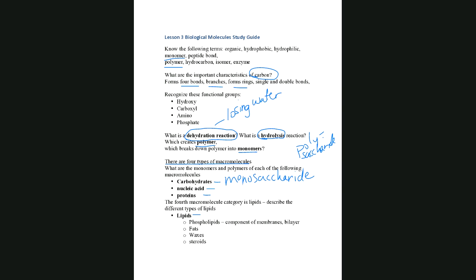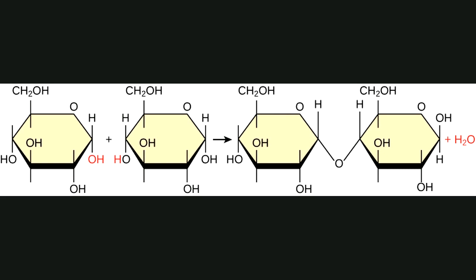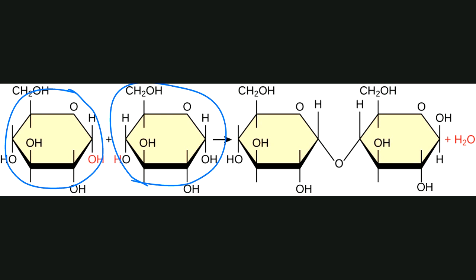Okay, first up is the dehydration reaction. This ring that you see here, this looks like a hexagon with some atoms coming off of it. That is one monosaccharide. That's a single sugar. This is also a monosaccharide or a single sugar. Notice it says this plus this, but in other words, these are individual single sugars, single monosaccharides. The dehydration reaction happens. This arrow means that's what's going to happen if the dehydration reaction occurs. And notice what's different on the right side of the arrow is we have a bond now.